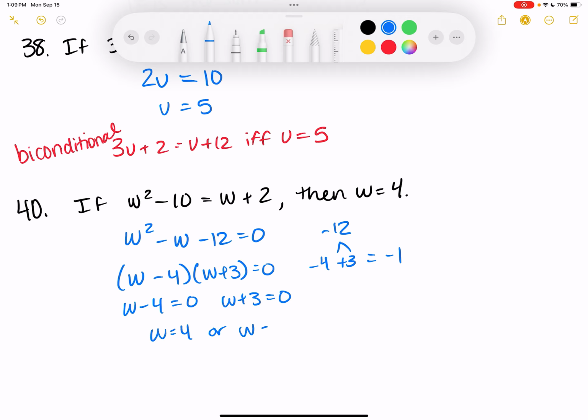So is 4 the only option that works here? No, negative 3 works too. So while this is true, that this is one of the options, it's not the only option. And so we would say something like, no, basically the statement is not true: if w squared minus 10 equals w plus 2, then w equals 4 or w equals negative 3. Okay, so those are our two options. So we're rewriting this statement as the counterexample for it.